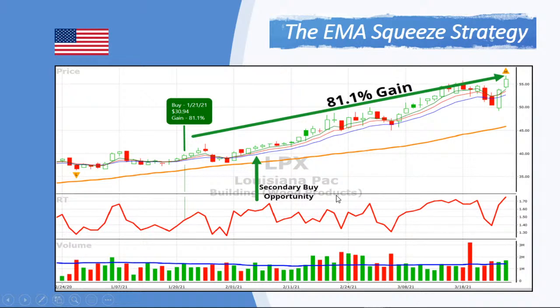Okay, LPX, this is also as of the hard right edge. Stock's hitting a new high here. Not quite sure what it's doing today, but really good stock. Louisiana Pacific. It's a building, wood products company. Isn't lumber quite expensive nowadays, right? So the stock is doing quite well. All right. So here was our entry on January 21st of this year, right about $30.94.